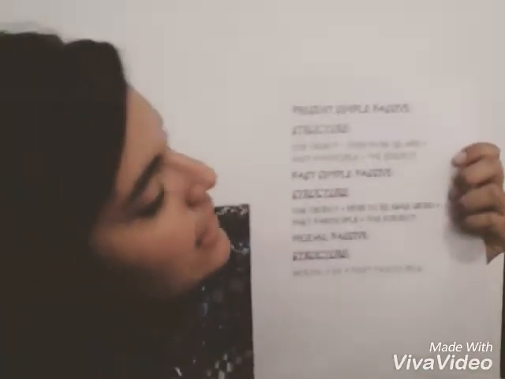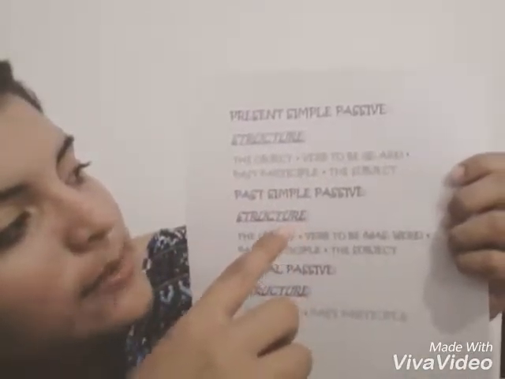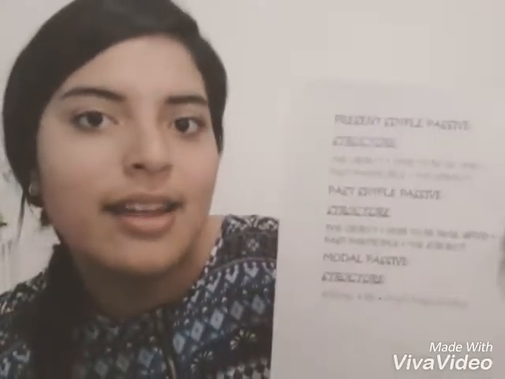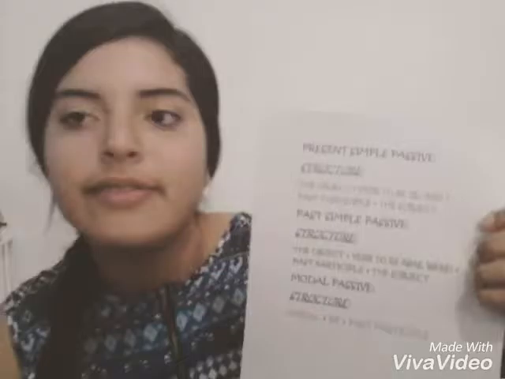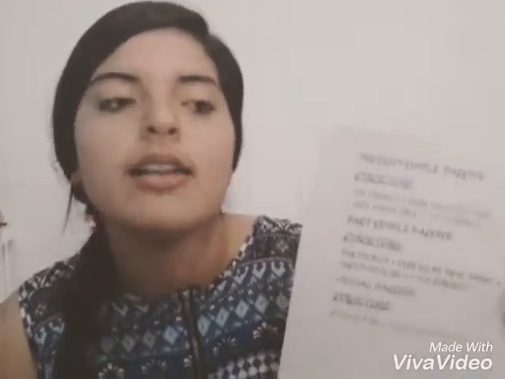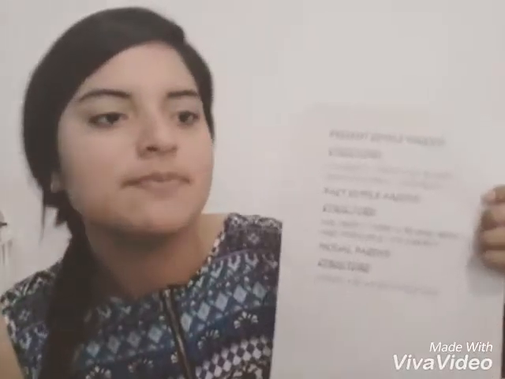How do we make a passive sentence in these tenses? First of all, the present simple passive. The structure is very, very easy. I have the structure right here. Present simple passive: the structure is the object plus the verb to be, like is and are, plus the past participle, and the subject. One example: these toys are sold in supermarkets.